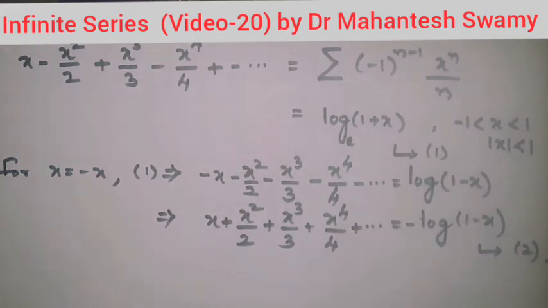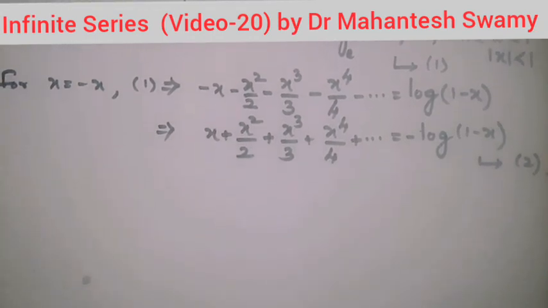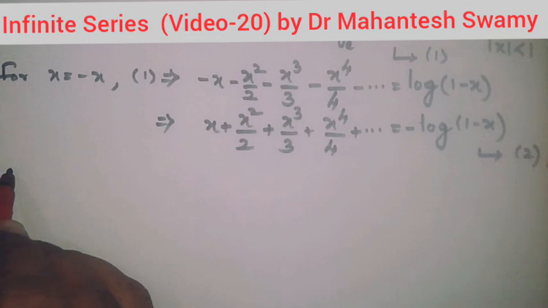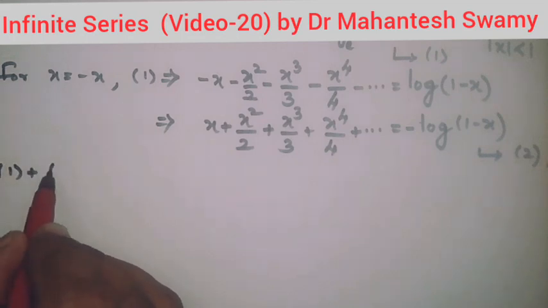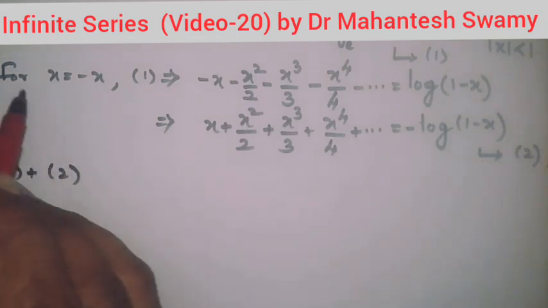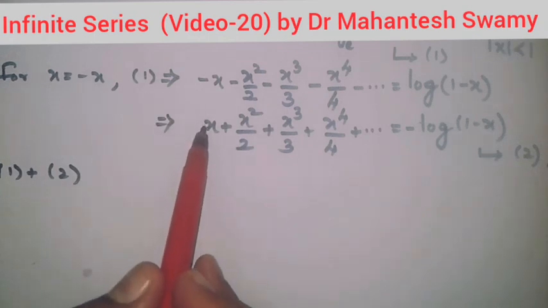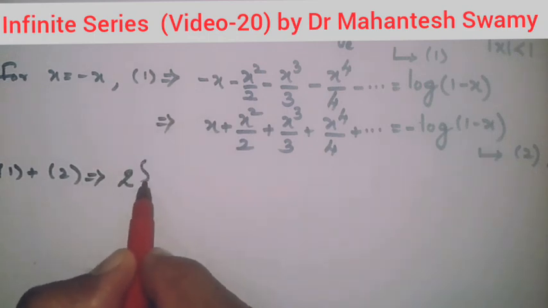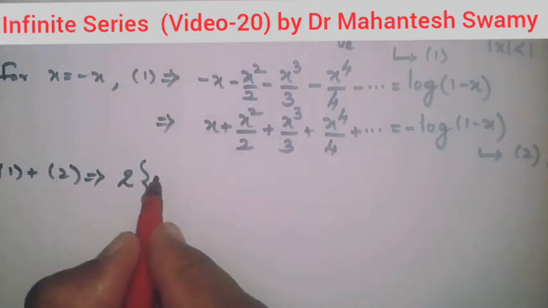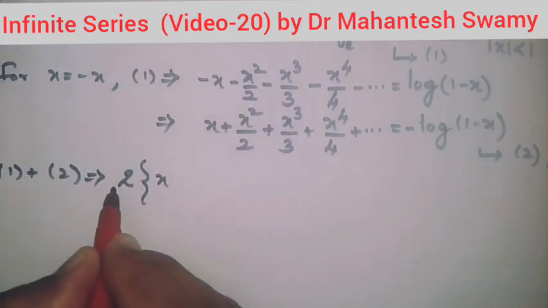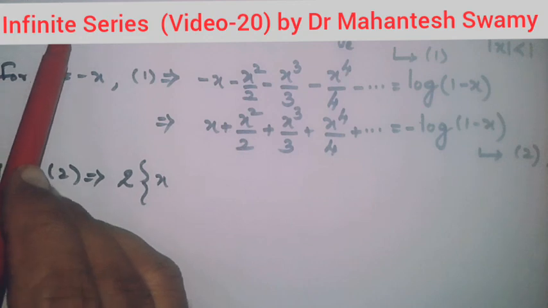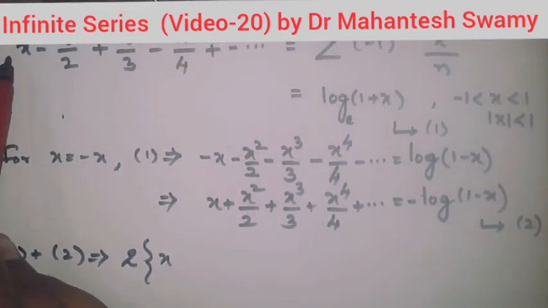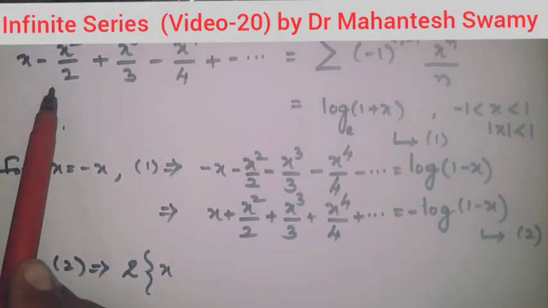Now if we add equations 1 and 2, that is, if we consider equation 1 plus equation 2, what will we get? x plus x, we will get 2x. So let us keep this 2 outside. x plus x, 2x, the 2 has been written here. This is minus, this is equation number 1, we are using this.